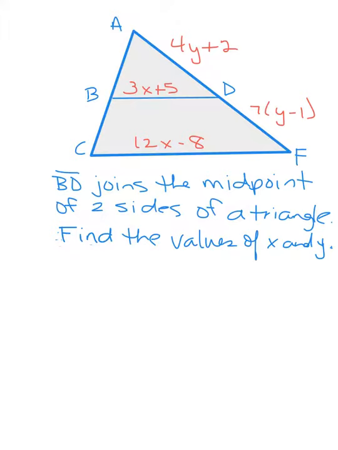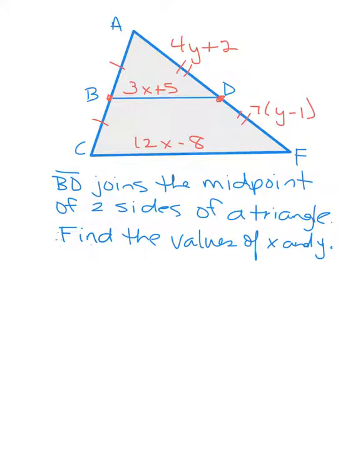In looking at our next diagram, we're told that the segment BD joins the midpoint of two sides of a triangle. So this is a midpoint here, and this is a midpoint here, so I know this is congruent, and I know AD and DF is congruent. I also know a couple things. I know that BD is parallel to CF, and I also know by the theorem that BD is half of CF. So let's solve. The easier one to solve is going to be for y.